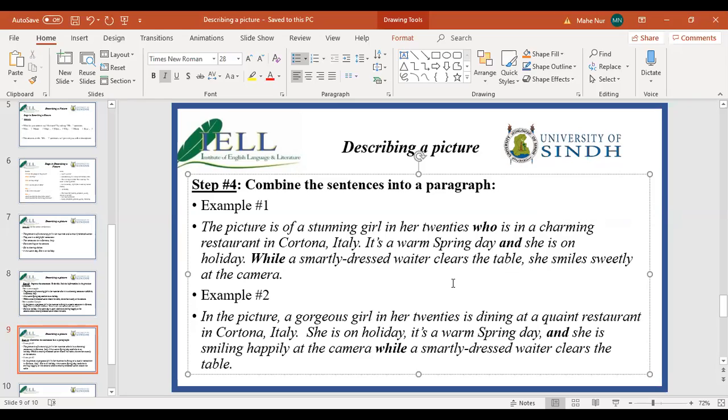So these two paragraphs are here. She's on a holiday while a smartly dressed waiter clears the table. She smiles sweetly at the camera. Take a look at these two paragraphs for a minute or two, and then I will ask you to do something for me.